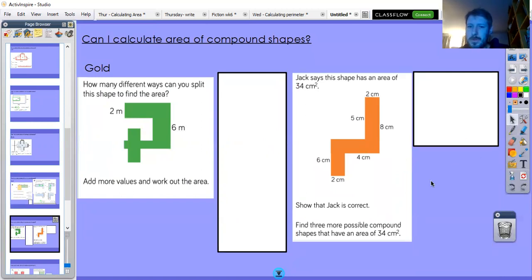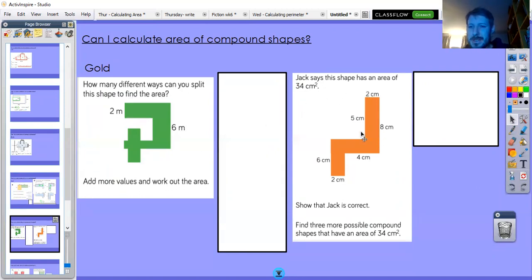Okay, with these two, you've got a few different options. So hopefully one of the options you have might be the answers we've got, but don't worry if not. You've got a few different ways you could solve these questions. So how many different ways can you split this shape to find the area? So think of different ways you could split up this shape.